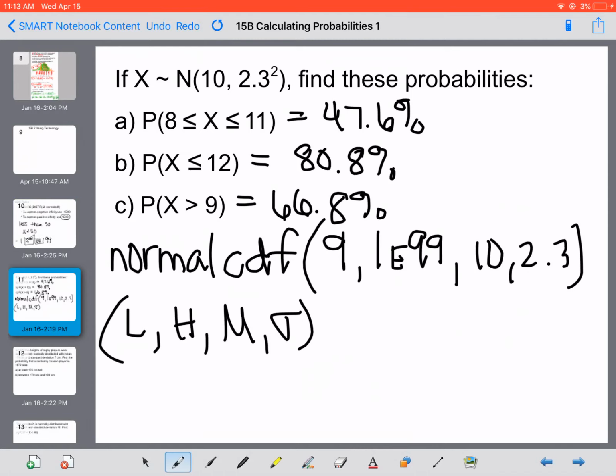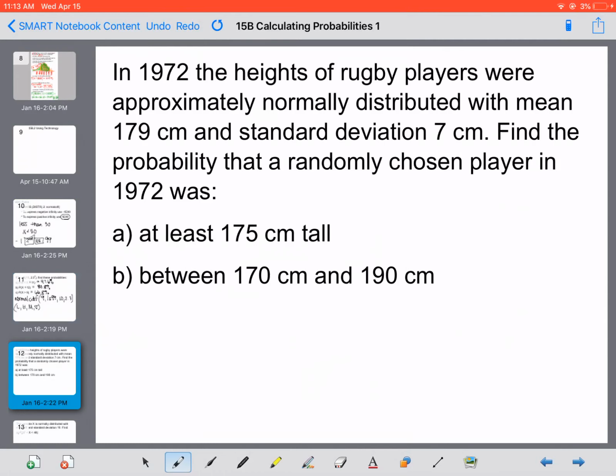Now let's look at a word problem and how do we use this. So we have the heights of rugby players normally distributed with a mean of 179 centimeters and a standard deviation of 7.